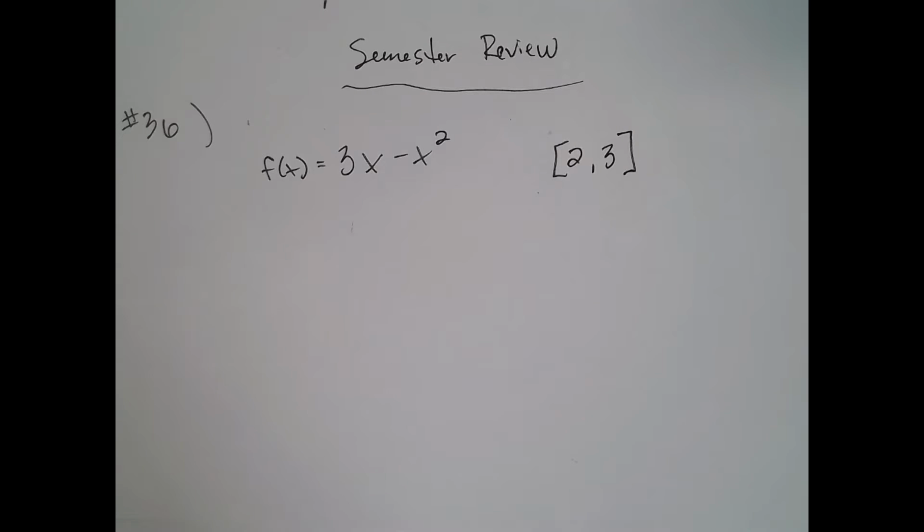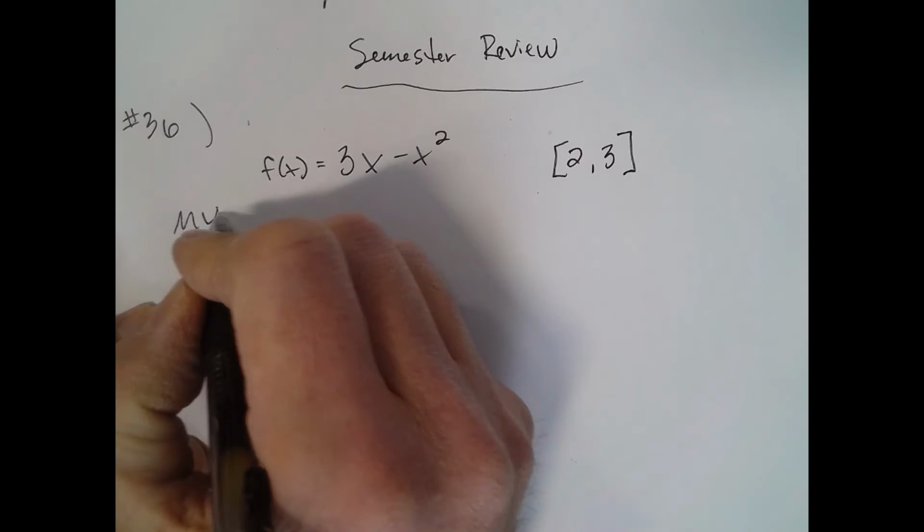Semester review number 36: determine whether the mean value theorem applies to f of x on the interval from 2 to 3. If the mean value theorem can be applied, find all values of c in the interval. If the mean value theorem does not apply, state why. So the mean value theorem has to meet two criteria.